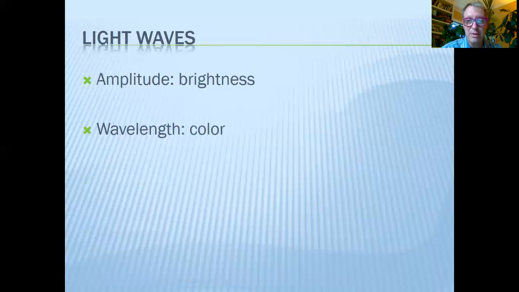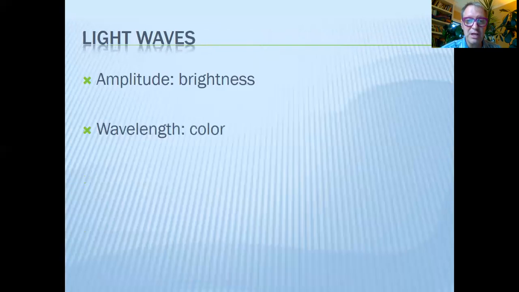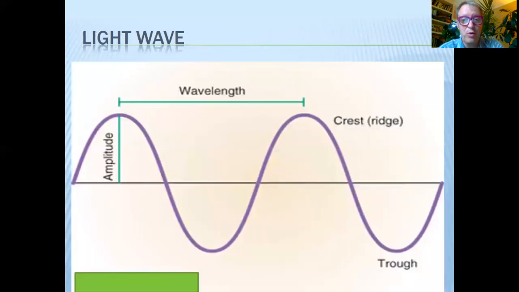We're going to start talking about vision, but first we need to talk about light waves and their properties. The amplitude is how tall a light wave is, and that determines how bright a light is. The wavelength, the distance from the top of one wave to the next wave, determines the color.